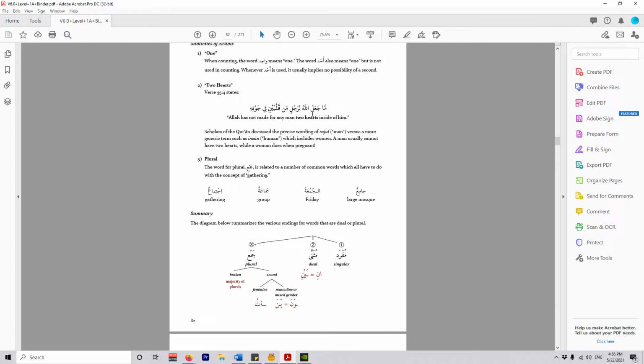So مَا جَعَلَ اللَّهُ لِرَجُلٍ مِنْ قَلْبَيْنِ فِي جَوْفِهِ. So where do we see here a dual? Well, we do see the suffix aini on qalb. So this is two hearts. So Allah has not made for any man two hearts inside of him. So jawfihi, fi jawfihi. Jawf is like the hollow area, the inside. So in his inner area, there is not two hearts.